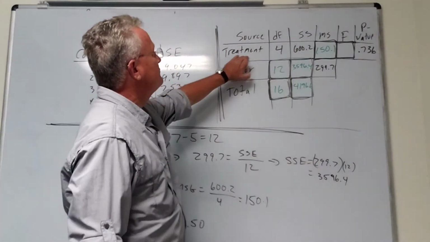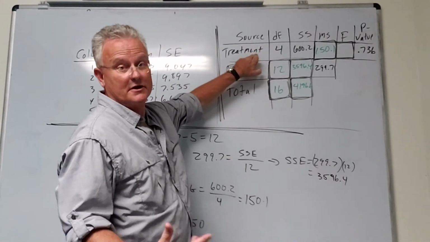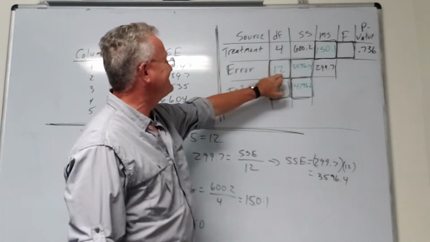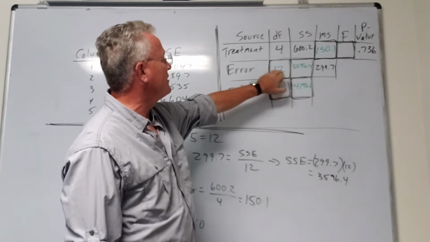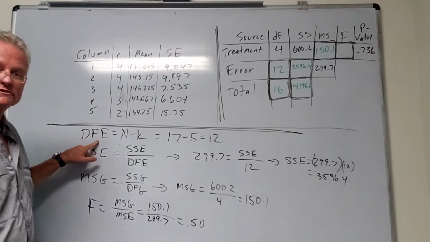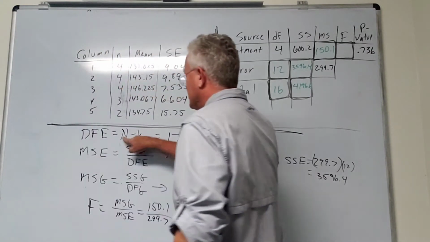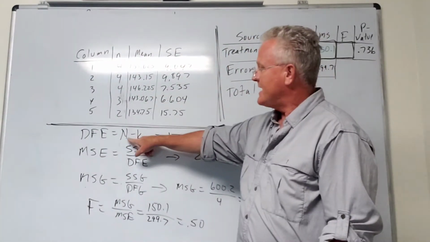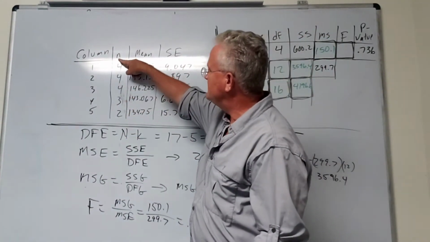So this is the degrees of freedom for our group, that is the treatment. This is the degrees of freedom for the error. So how did we get 12? Well, the formula for the degrees of freedom for the error is capital N minus K. Capital N is the sum of the small n.